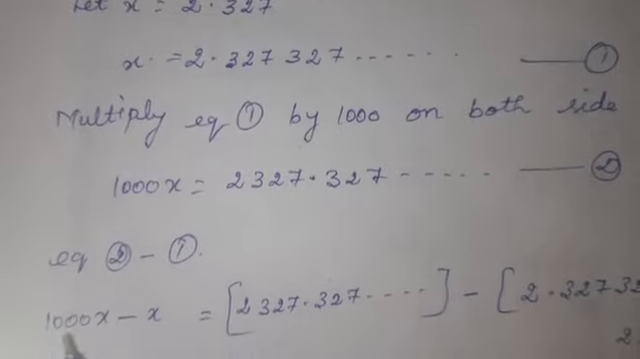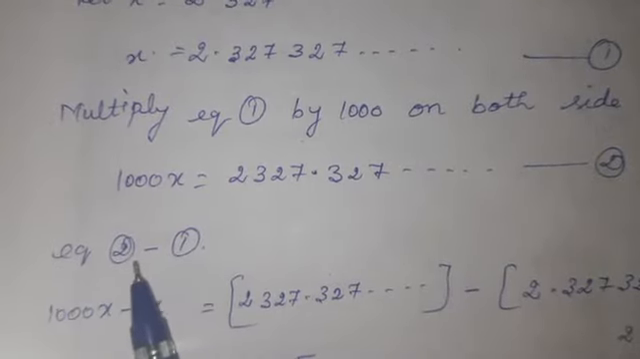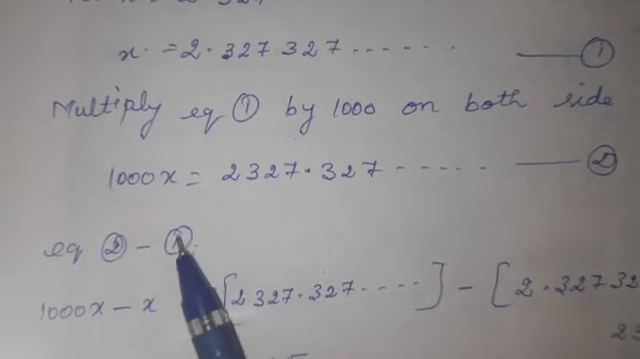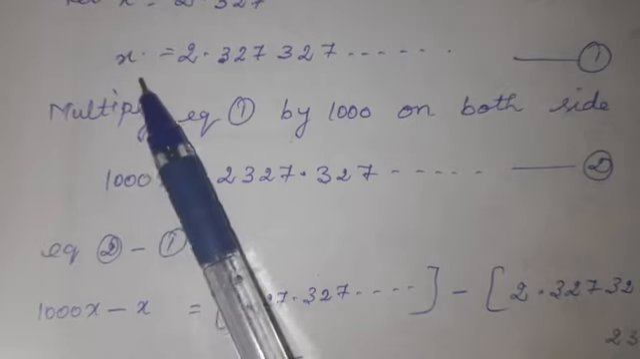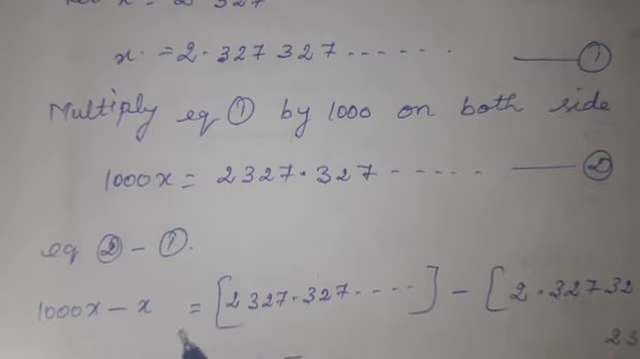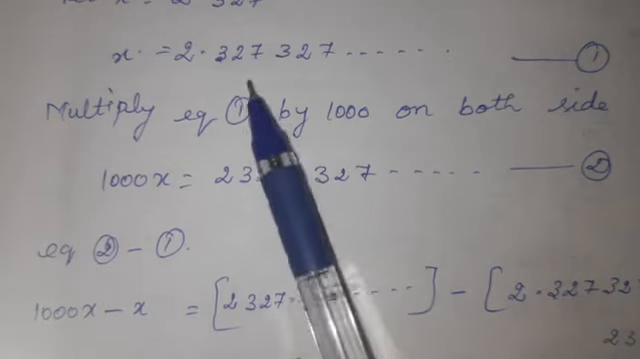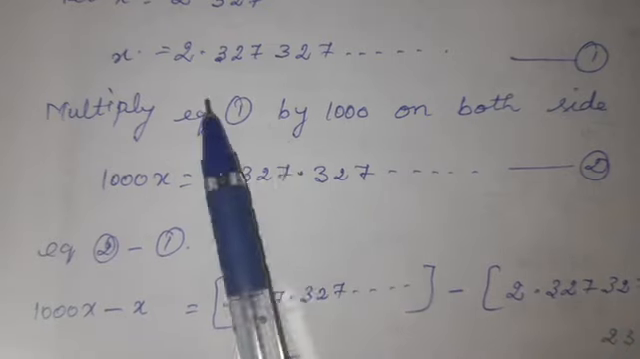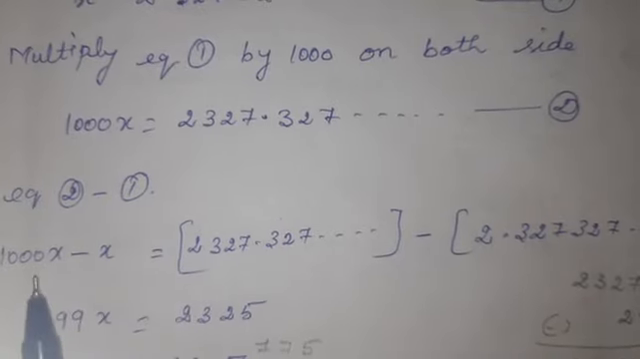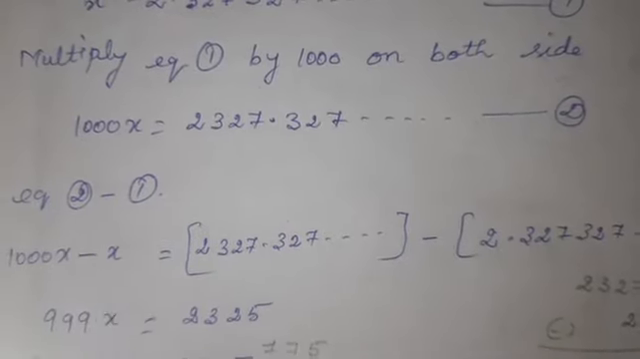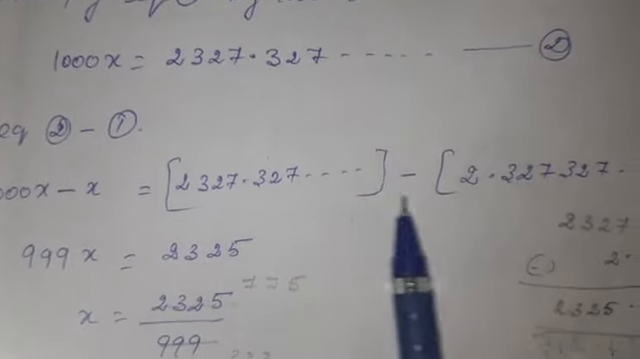Next, what you should do is subtract equation 2 minus 1. This is the minus symbol: equation 2 minus 1. When you subtract, the LHS you subtract separately: 1000x minus x. I write that here, is equal to, and the RHS you subtract separately: this minus 2.327 etc. 1000x minus 1x, you will get 999x is equal to, this I am doing in the rough column.